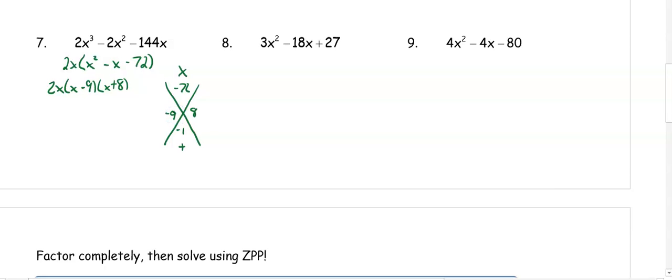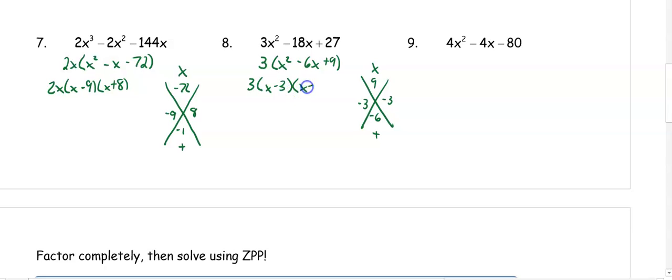In number 8, our GCF is 3. So we'd have a 3 out front. We'd be left with x squared minus 6x plus 9. So we need two numbers that multiply to 9 and add to negative 6. So that would be negative 3 and negative 3. They both need to be negative in this case. So we have 3 times x minus 3 times x minus 3, which we can rewrite then as 3 times the quantity x minus 3 squared.